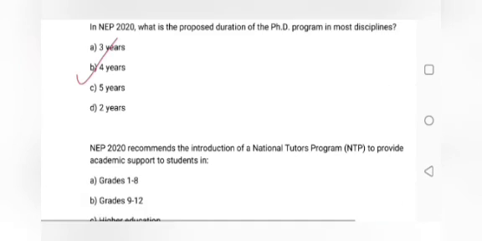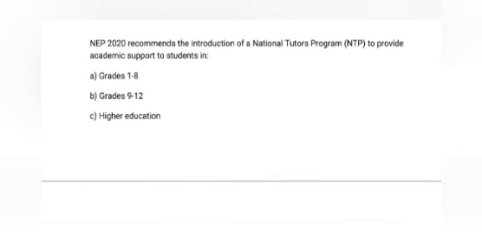NEP 2020 recommends the introduction of National Tutors Program, in brief NTP, to provide academic support to students in grades 1 to 8, grades 9 to 12, higher education or all grades. It will be from grades 1 to 8. A will be correct.